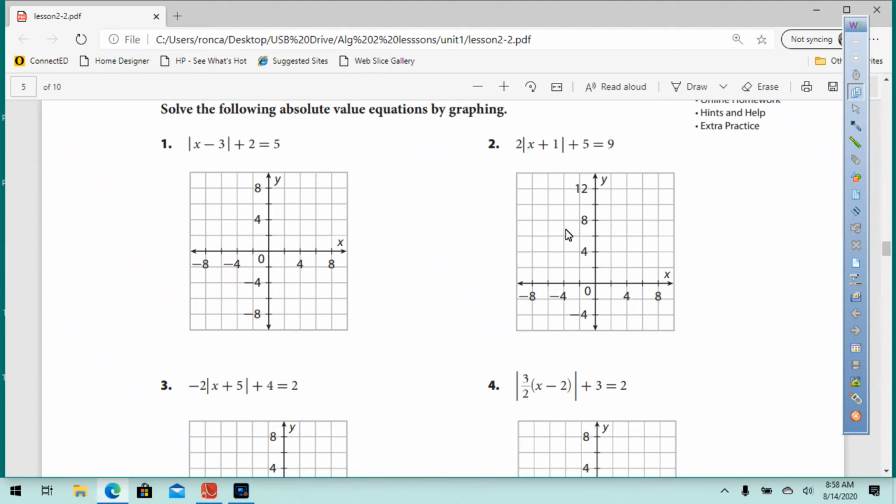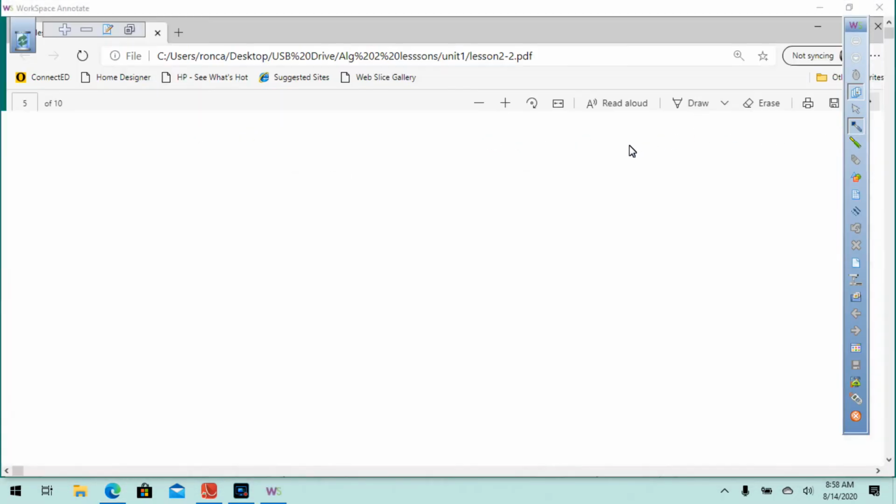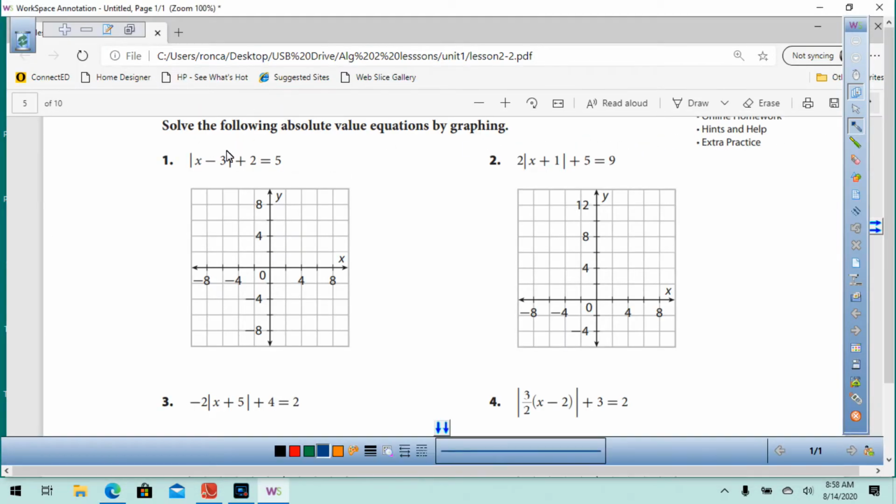Algebra 2, Lesson 2-2. Solve the following absolute value equations by graphing. Okay, first we need to break it up into two. So we've got y equals the absolute value of x minus 3 plus 2, and y equals 5.